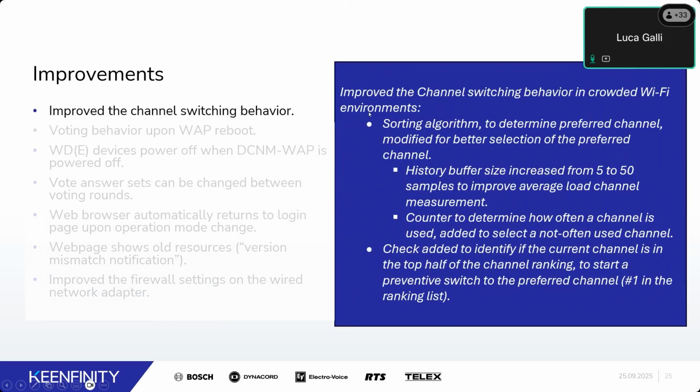So we worked on the algorithm in order to get a better selection of the preferred channel. So we increased the history buffer from 5 to 50 samples and the counter to determine how often a channel is used. So it is added to select a not often used channel, as an example. So this is something that is in the release note, and if you or your customer needs to have a clear understanding about the improvement, you can easily find it in the release note.